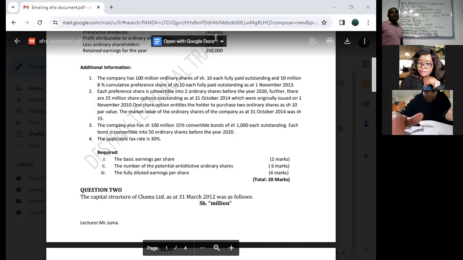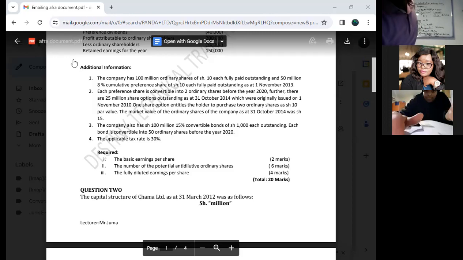In your own assessment, is this dilutive or anti-dilutive? Because that is the main focus, what we are focusing on. Is that dilutive or anti-dilutive? Answer that question. Anti-dilutive, correct. This is anti-dilutive.